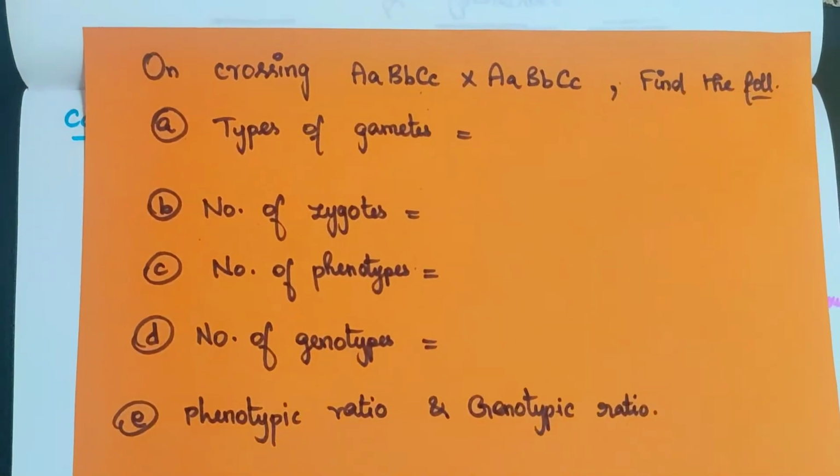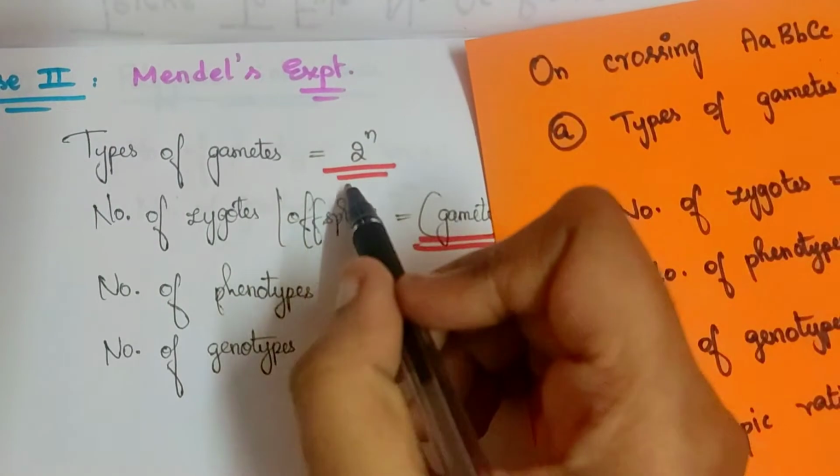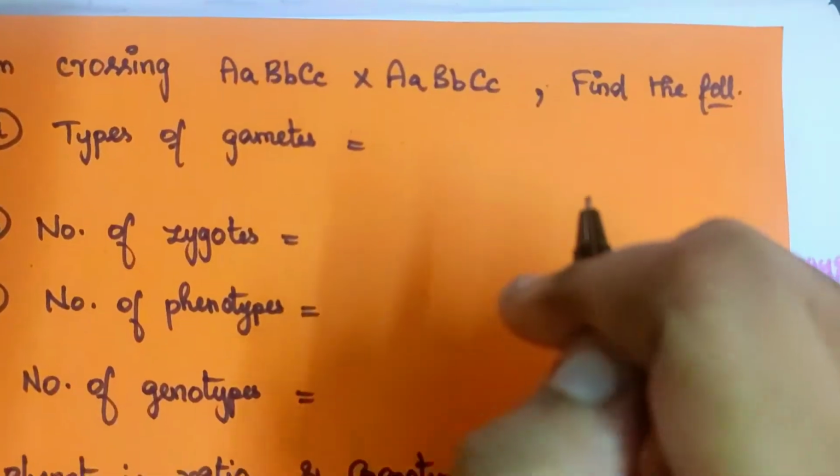Now I have told you one formula for types of gametes. What is the formula we have to see? 2 power n. If you substitute, n means, as I told you, the number of heterozygotes.